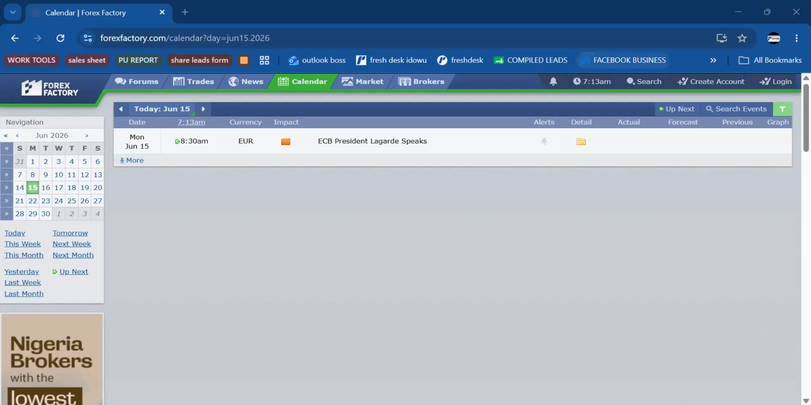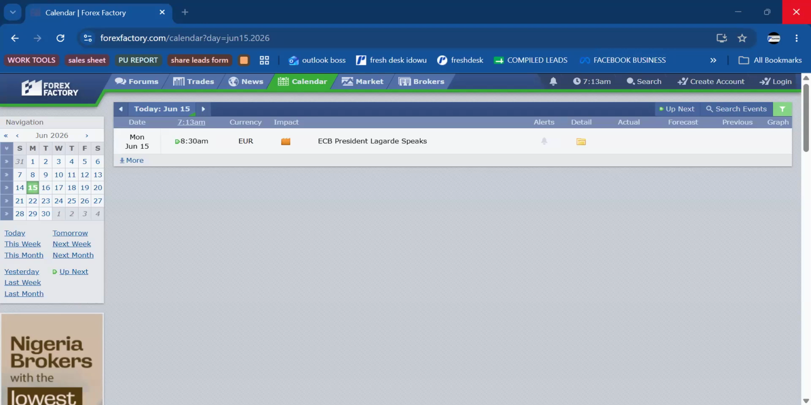Right, so today is the 15th of June. There's a number of fundamental events that we have highlighted for us over here. Though we can't see a high impact news event, we only have a medium impact news and several low impact news events. For example, the medium impact news will be released by 8:30.